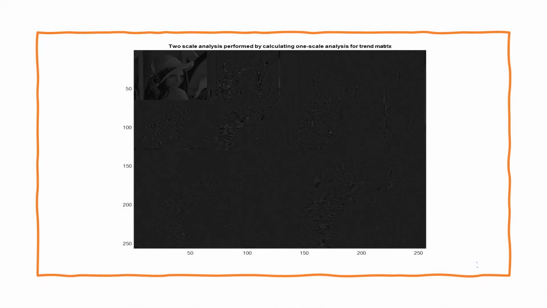So earlier we only had four components: one trend component and three detail components. You can even observe it here also. This is the vertical edge, horizontal edge, and diagonal edge, the diagonal detail components. And here, earlier we had the trend component, but if you observe it, we have four components here. This is the trend component and this is the vertical edge of the trend, the earlier trend component. So we have performed one scale analysis on the trend component. By doing this, we got two scale analysis.